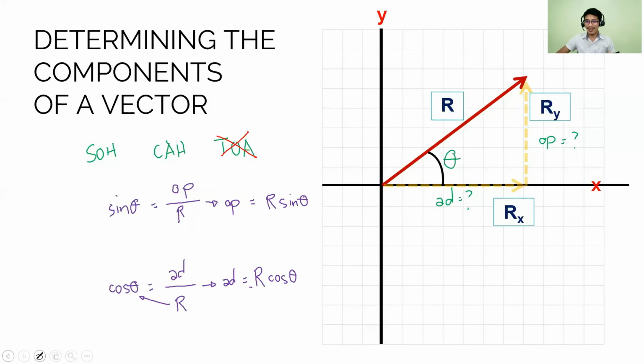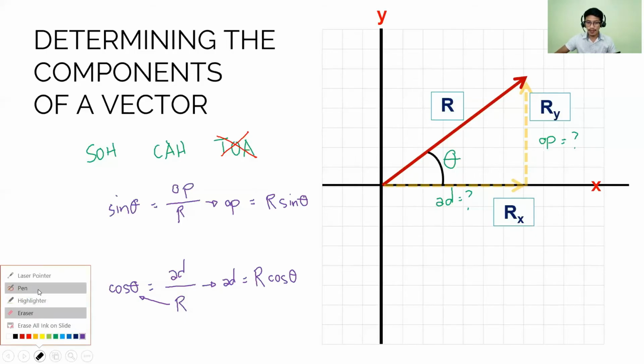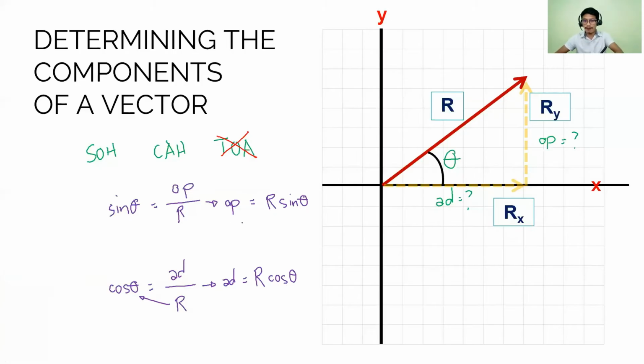So these will be our formulas na gagamitin natin to solve for the opposite side and to solve for the adjacent side. So if ever ang hahanapin natin is yung opposite side, then we are going to use R sine theta. If we are going to solve for the adjacent side, we will use R cosine theta. Tandaan lang yun ha. Opposite is sine. Adjacent is cosine.